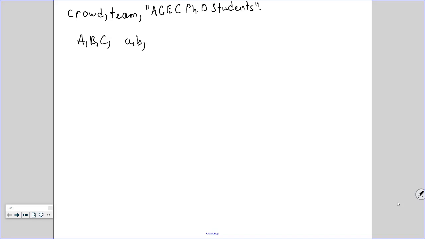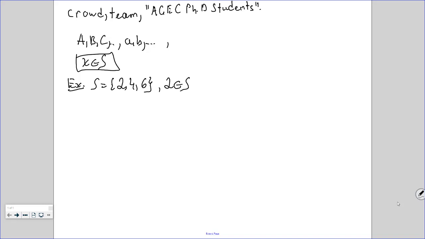And when an element belongs to some set, let's say x belongs to set S, then we say that x is in S. So for example, if S is a set which has numbers 2, 4, 6, then 2 is in set S. Let's do one more example.